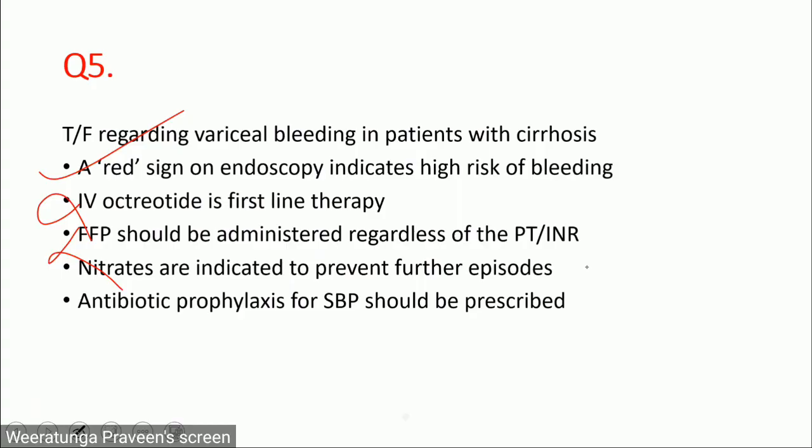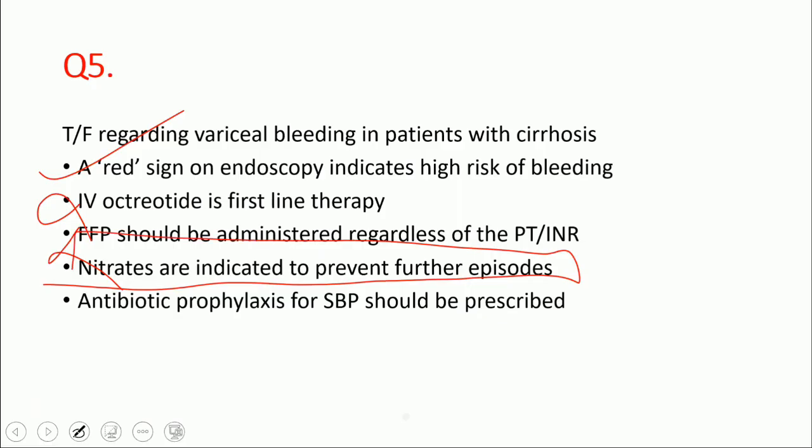Not nitrates. We used to give nitrates in the past, but we don't give nitrates now. Right? Beta blockers, propranolol, or some people use carvedilol also now. So propranolol or carvedilol in the long term as secondary prevention.